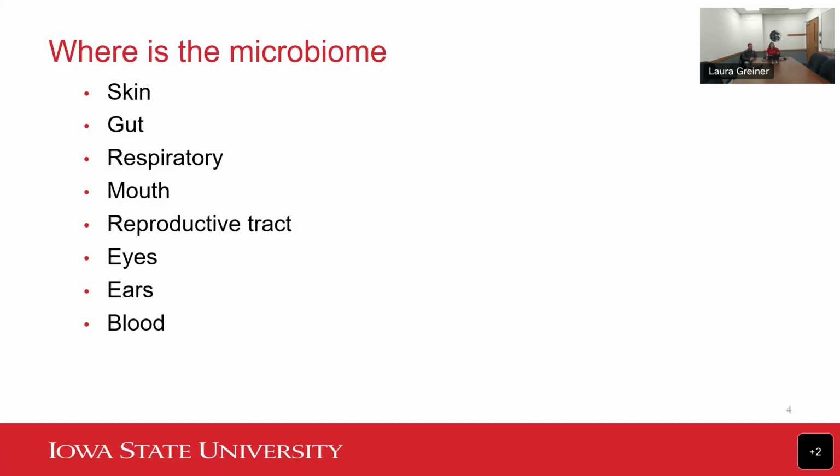So as I mentioned, the microbiome, we think about that typically in the gastrointestinal tract, but the reality of it is the microbiome is present everywhere. We look at the microbiome in the skin, within the gut, the respiratory tract, the mouth, the reproductive tract, even within our eyes and our ears, and more recently, we're even finding it within the bloodstream. And so the microbiome is not just in one location. And again, many of us want to put it mainly in the gut.